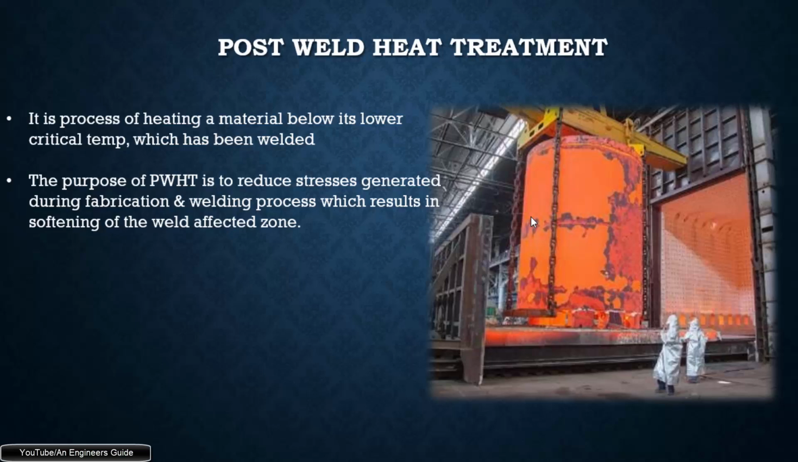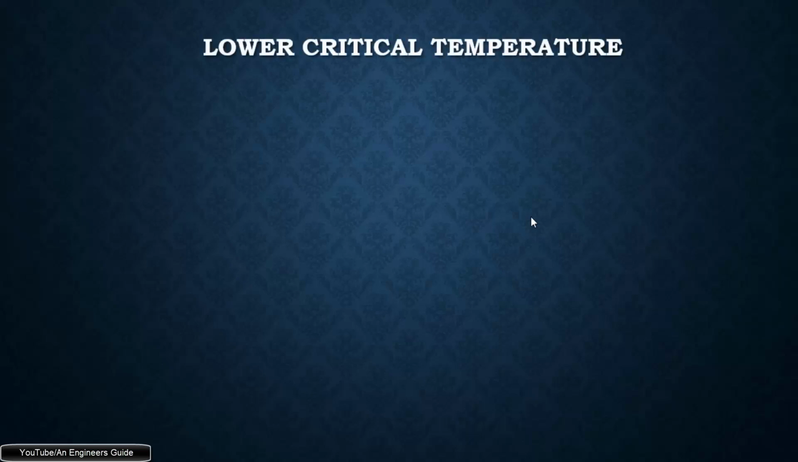So the purpose of PWHT is to reduce the stresses generated during the fabrication and welding process, which results in the softening of the weld affected zone. So this is what the post-weld heat treatment is. Now the question in your mind is, what is that lower critical temperature below which we have to perform the PWHT? So let's understand in the next slide what is the lower critical temperature.